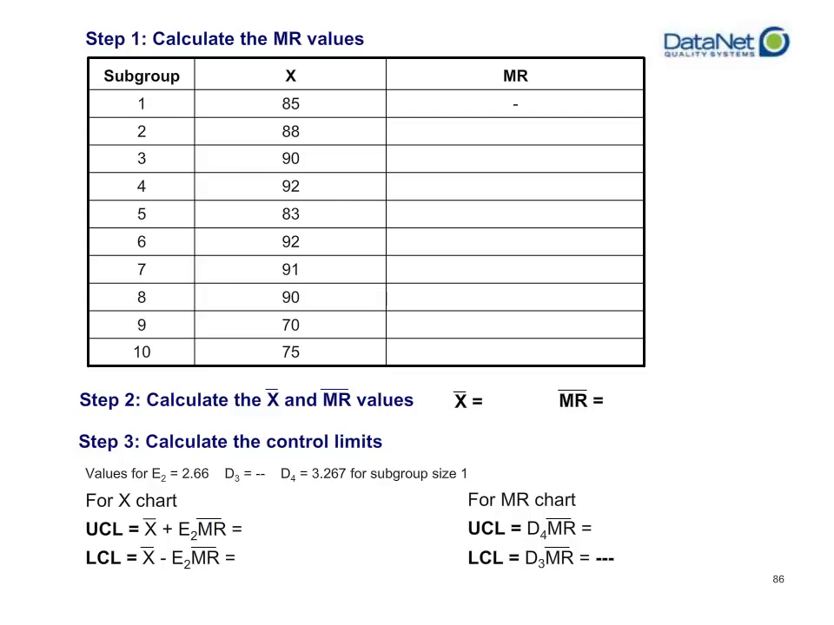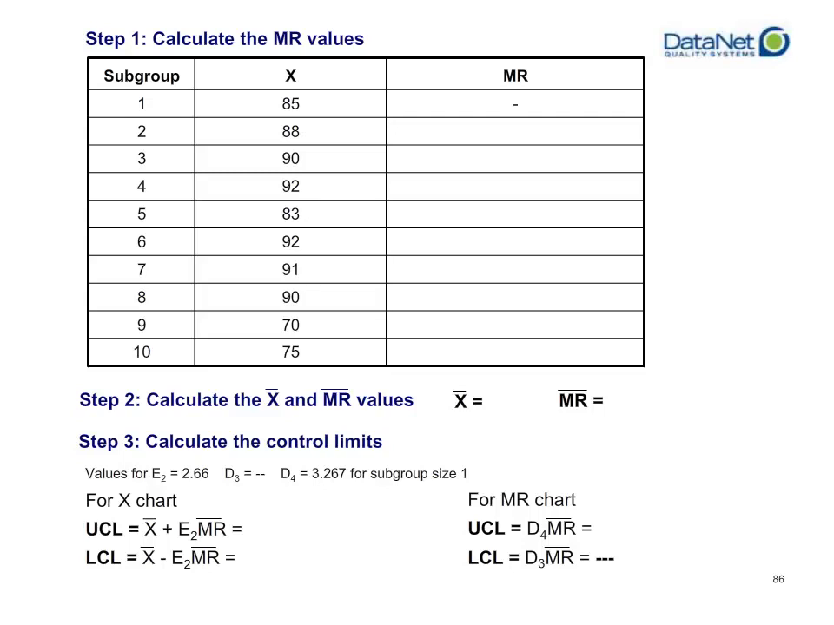Step 3 is you're going to go ahead and calculate your control limits, taking care to use proper values for your constants. Your E value, E2 in this case, is going to be equal to 2.66. There is no valid value for D3 in this case, and D4 is going to be 3.267 when you have a subgroup size of 1 and a subrange size of 2.